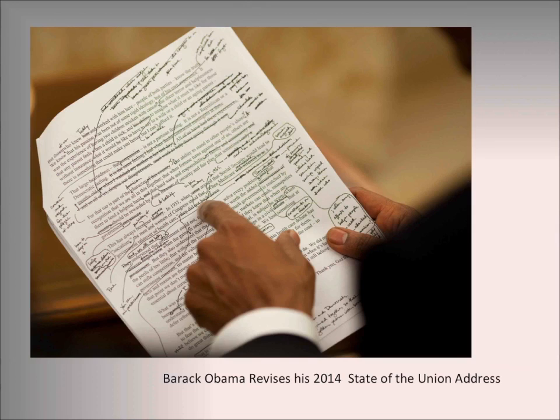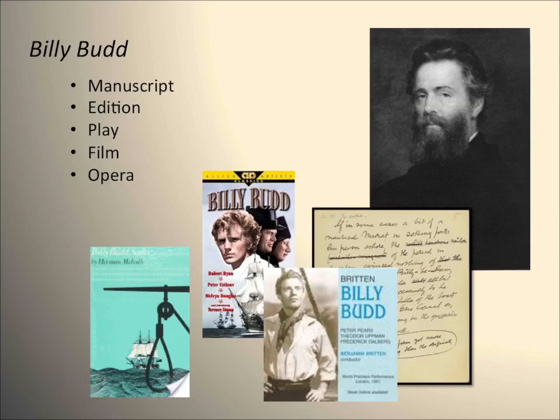That is, writers will revise as they write and after they publish. Editors will make changes with or without the writer's consent, and translators and adapters will transform a text into another language, another genre, another medium. Billy Budd is a perfect example of a text that is heavily revised in manuscript, significantly different in its 20th century editions, because each scholar that produced a new edition was going back to the same unpublished manuscript and reading it differently. And it appears as a play, film, and an opera.